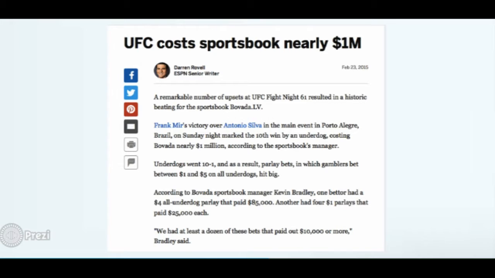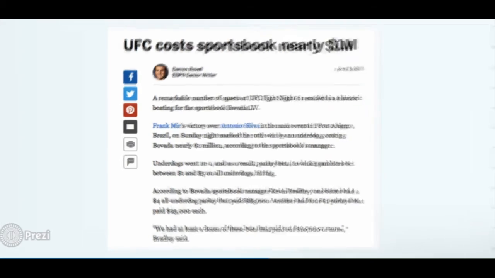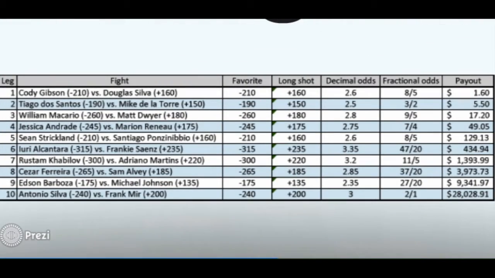As you will notice, as each leg comes up, the sportsbook... So, as you will notice, by leg 6 and leg 7, things start to go exponential. By leg 10, there was a massive payout of $28,000 when Frank Mir won at 2-1.